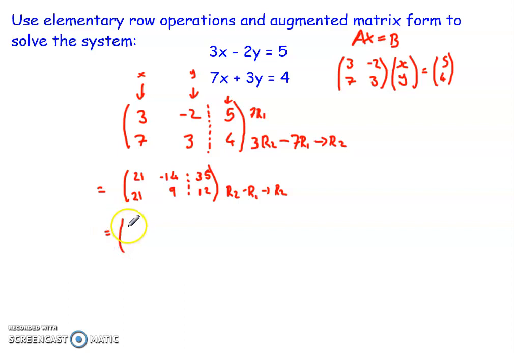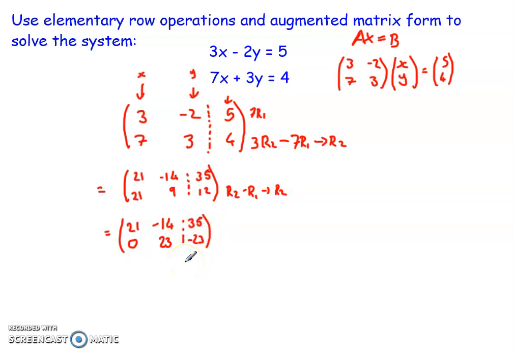So the top row I'm doing nothing to, so that's going to stay the same. So I'm at 21, negative 14 and 35. However, what I'm going to do for each element in row 2 is subtract the corresponding element in row 1. So I'm going to do 21 take away 21, which gives me 0. I'm going to do 9 take away negative 14, so minus minus becomes a plus, so I get 9 plus 14, that gives me 23, and then I've got 12 take away 35, which gives me minus 23. And I can then do it there.